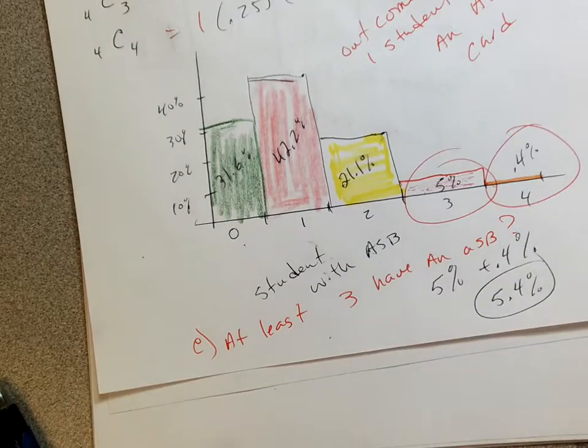which makes 5.4%. Pretty low, but in this school, kids don't buy ASB cards, right? Must be a loser school. Nobody does sports or anything, huh? Yeah, nobody does sports.